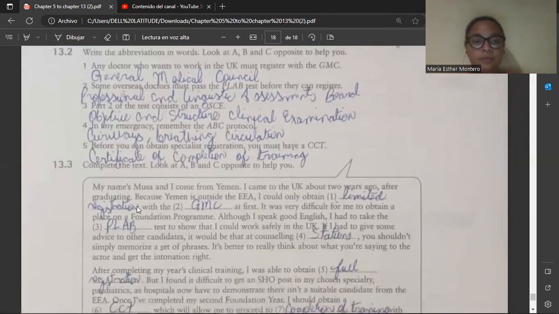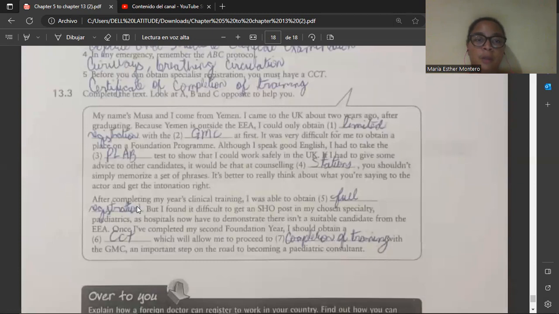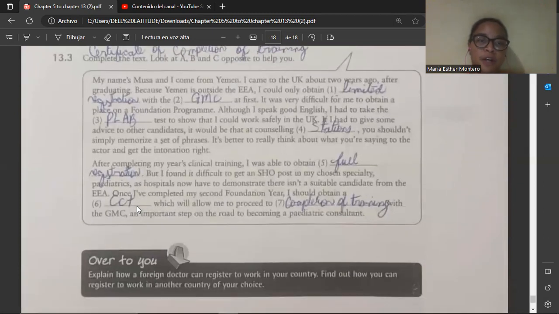Complete the text. Look at A, B, and C opposite to help you. My name's Musa, and I come from Yemen. I came to the UK about 2 years ago after graduating. Because Yemen is outside the EEA, I could only obtain limited registration with the GMC at first. It was very difficult for me to obtain a place on a foundation program. Although I speak good English, I had to take the PLAB test to show that I could work safely in the UK.